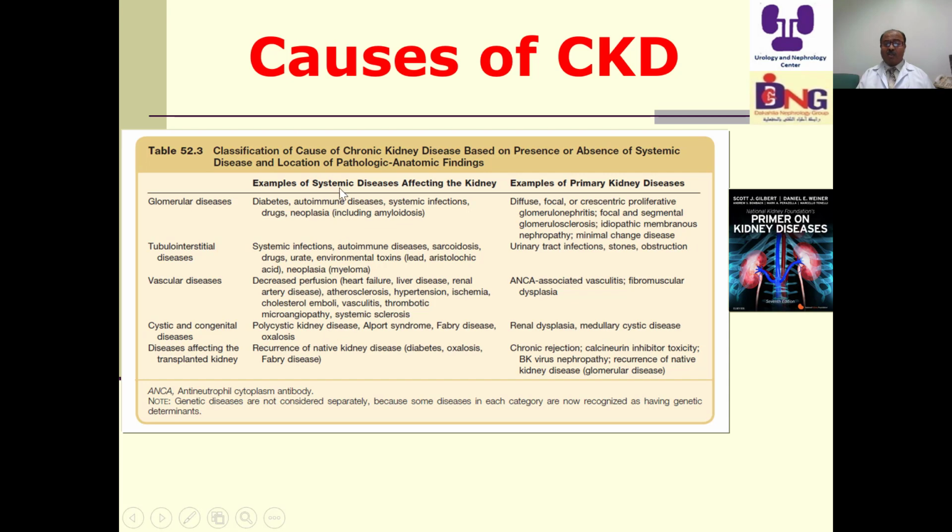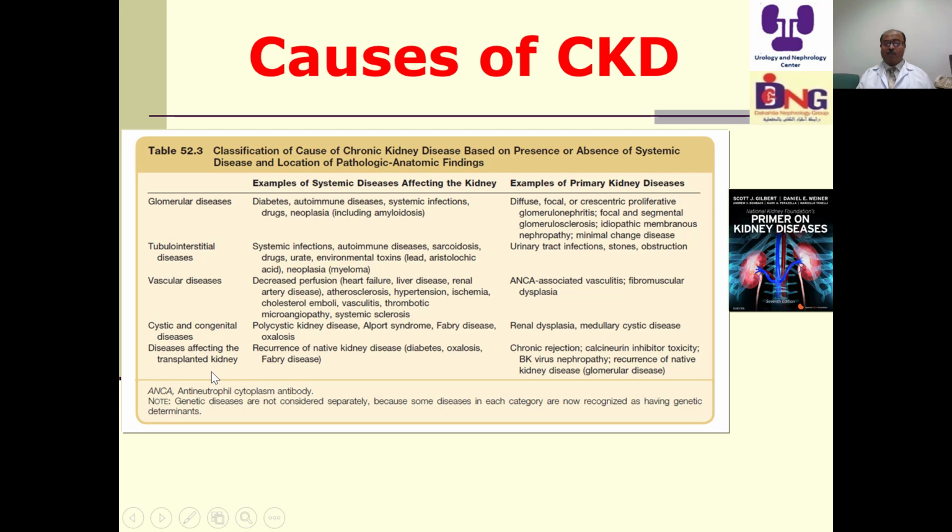Here in the systemic diseases, because polycystic kidney may be associated with liver cysts and other organ cystic diseases, Fabry disease, stenosis, all these are congenital diseases. Renal dysplasia and medullary cystic disease are diseases exclusively affecting the kidney.